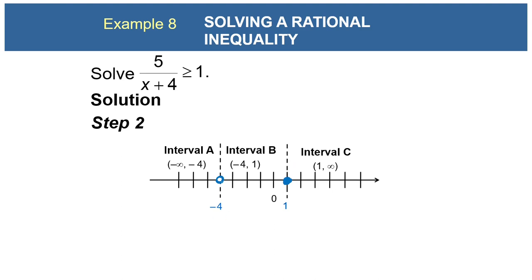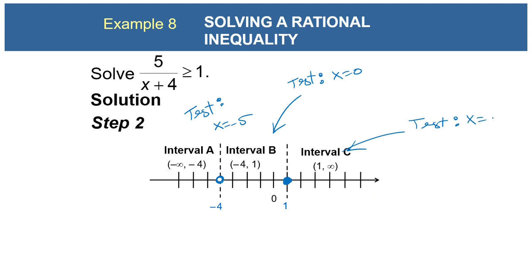Now I'm going to pick some test points. What's a good number to the left of negative 4? I'm going to test x equals negative 5. What's a good number between negative 4 and 1? We'll test x equals 0. That's a good, easy number to use. What's a good number to the right of 1? Let's test x equals 2. Again, you can pick any number in those regions as long as it's to the left of negative 4, between negative 4 and 1, and to the right of 1.